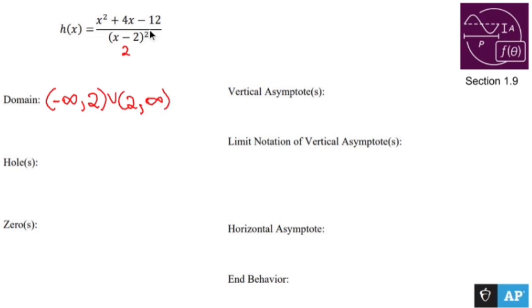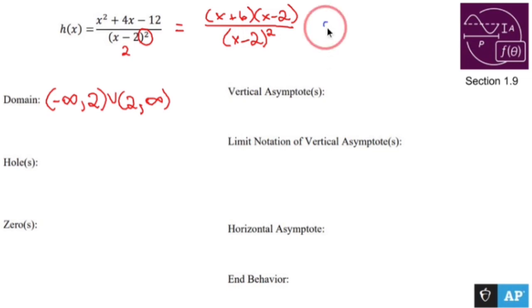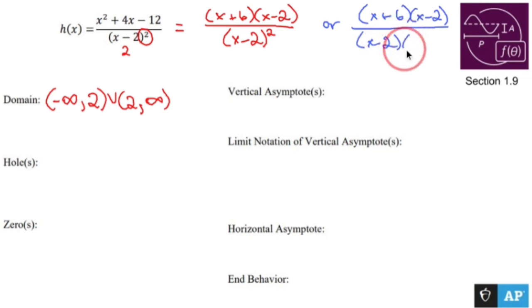Now I have to take into account this multiplicity thing. What I need to do is factor the top part, the numerator. So I need to come up with two numbers that add up to 4 and multiply out to negative 12. And I think x plus 6 and x minus 2 should do it. Now I still have x minus 2 squared on the bottom. I'm going to write this out both ways. Not that it's necessary, but it might help me understand things a little bit better. x plus 6, x minus 2, over x minus 2, x minus 2.